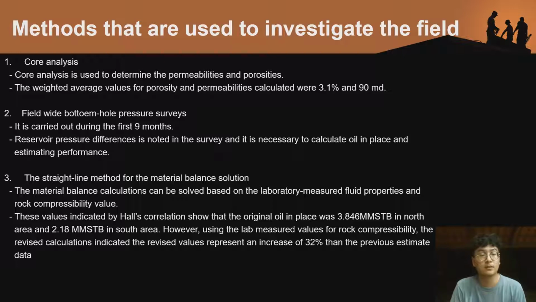estimating performance. The third method is the straight line method for the material balance solution. It can be solved based on the laboratory measured fluid properties and rock compressibility value. The value indicated by Hall's correlation shows that the original oil in place was 3.846 MMSTB in the north and 2.18 MMSTB in the south area. However, using the lab measured values for rock compressibility, the calculations indicate that the revised values represent an increase of 32% over the previous estimate.